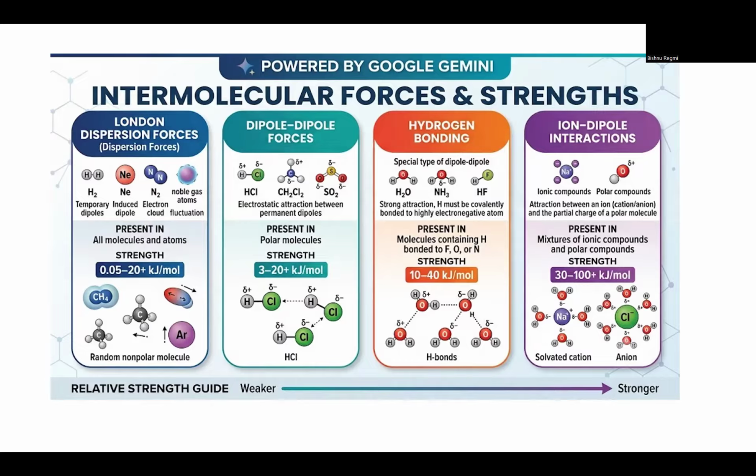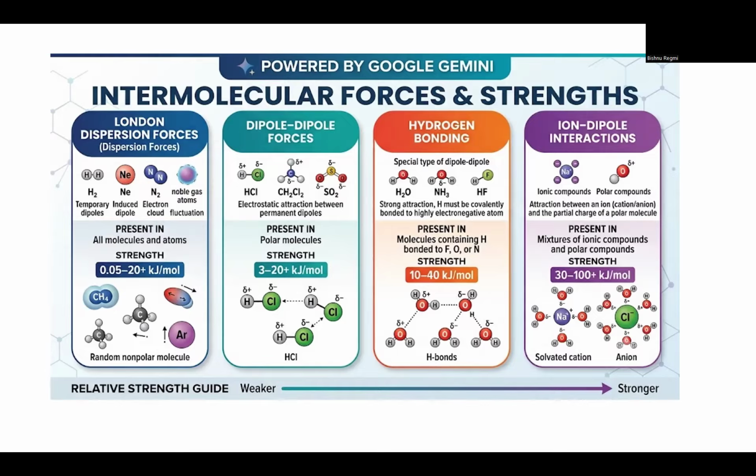So in your exam you might get a question like ranking of these forces, and then in the next slides I will show you how to rank the strength of these forces in increasing or decreasing order. So now let's go to the next slide.